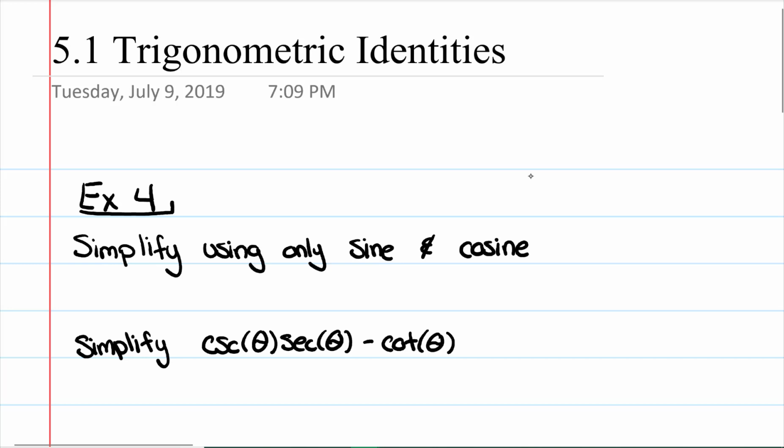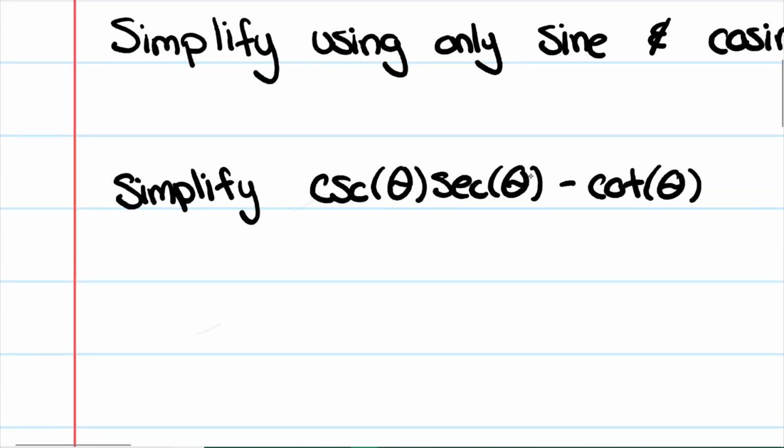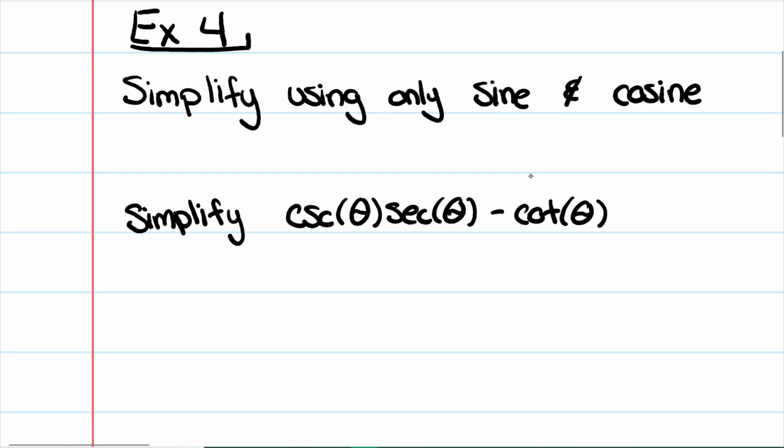Example 4. In this next example, we're going to use only sine and cosine in order to simplify a complicated trig expression. So this means we're going to take all of our trig functions that we have and turn them into just sines and cosines. It's going to make simplifying much, much easier. So we have cosecant of theta times secant of theta minus cotangent of theta. All of this looks like a mess, and I don't want to deal with a mess.